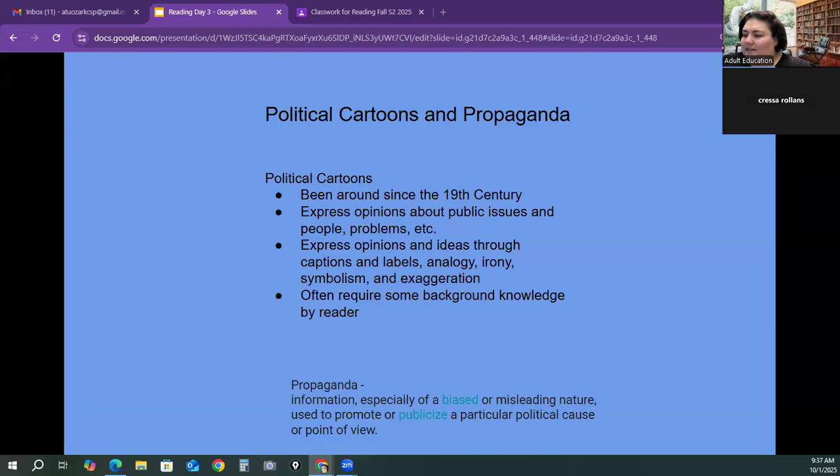And then propaganda. Propaganda is information, especially of a biased or misleading nature, that's used to promote or publicize a particular political cause or point of view. So a lot of times you have political cartoons with some type of propaganda, okay? Some type of information that's biased or misleading in nature that's promoting some type of political cause.